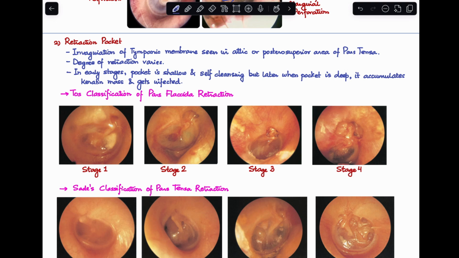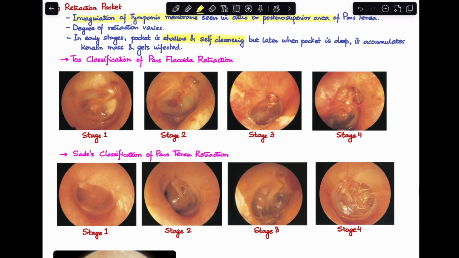But just to show what it looks like, basically a retraction pocket is an invagination of the tympanic membrane, which we'll see in the attic or the posterior superior area of the pars tensa. The degree of retraction will vary according to the case. In early stages, these retraction pockets are shallow and self-cleansing. However, later if the pocket becomes deep, it will start accumulating keratin and get infected.